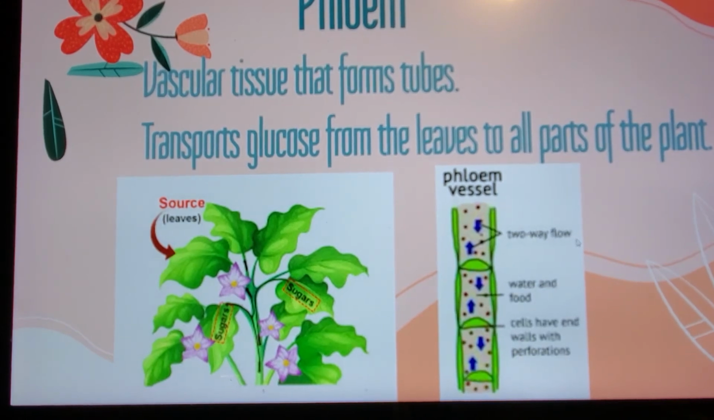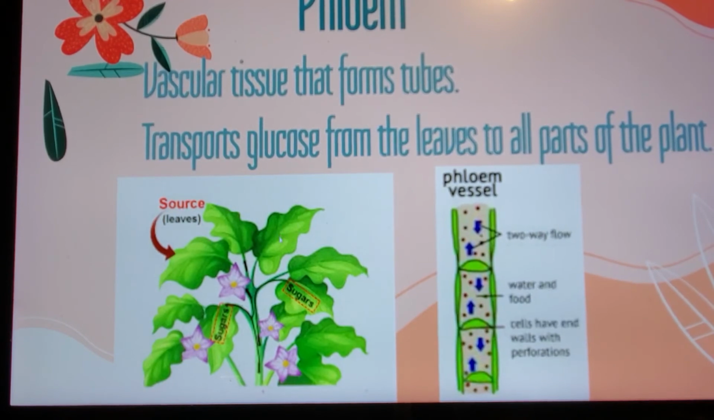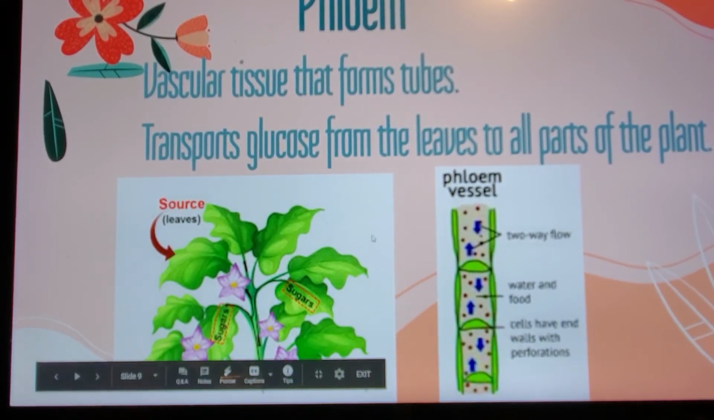The other word is phloem. So phloem, again, are the same. They're vascular tissue. That just means tissue that carries some kind of liquid, and it forms these tubes or straws. But what it moves is glucose. It moves glucose from the leaves to all the other parts of the plant.